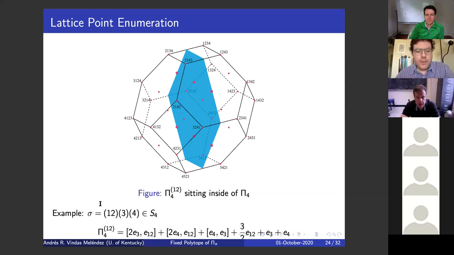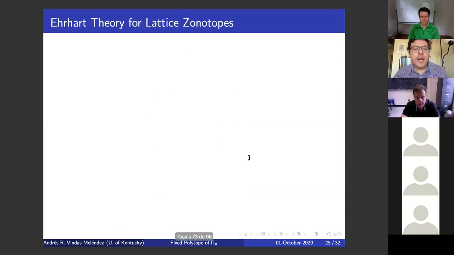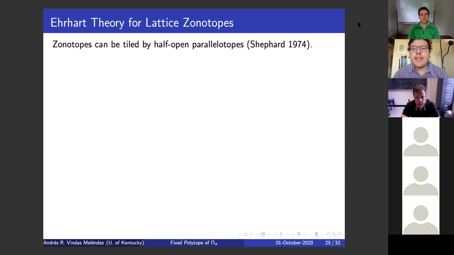And so if it wasn't clear before, we're acting by the transposition (1 2), right? Which is an element of S4. And so we can write this fixed polytope, the blue one, as this Minkowski sum, okay? And so what's going to come next is that we're going to aim to enumerate the lattice points of those fixed polytopes, okay?